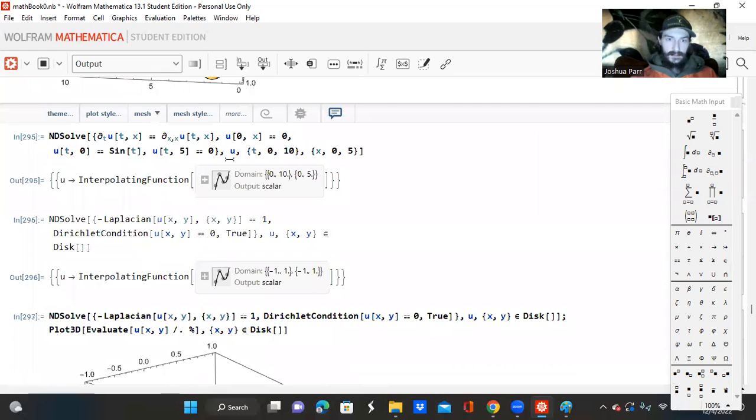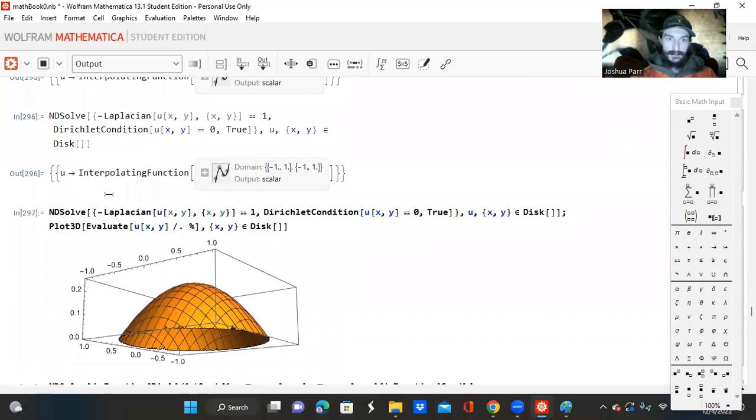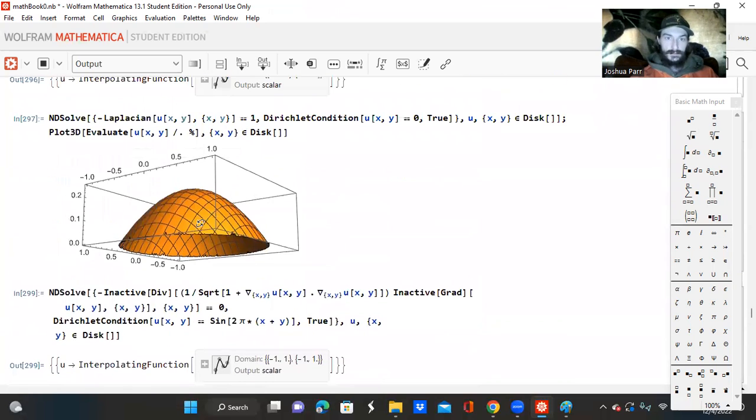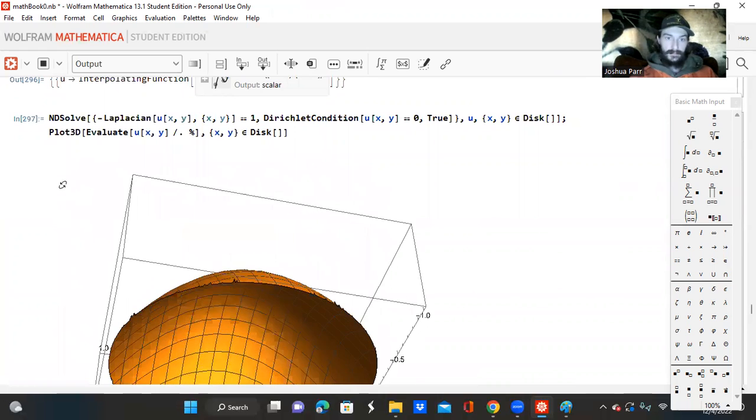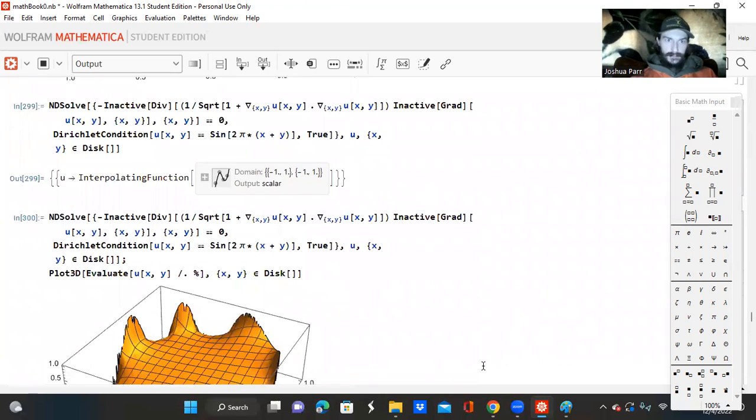Here's another situation where I'm NDSolving for a U interpolation, getting scalar output, 3 to 5 order. And then I'm doing another one with a Laplacian of U, X, and Y, and a Dirichlet boundary condition of U, X, and Y equals 0 for X and Y in the disk that I created. It says it's unstructured, but here, and I have the bowl. So what's going on here? There we go.